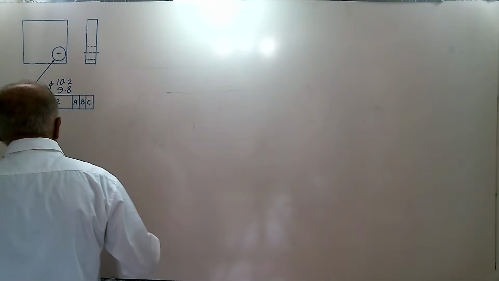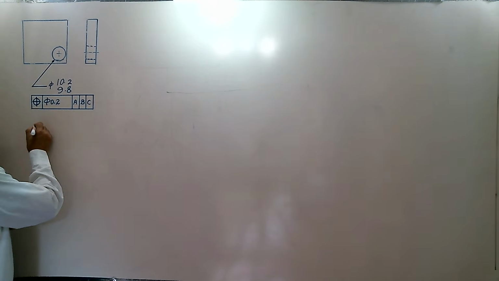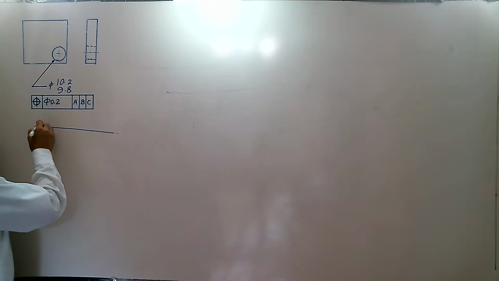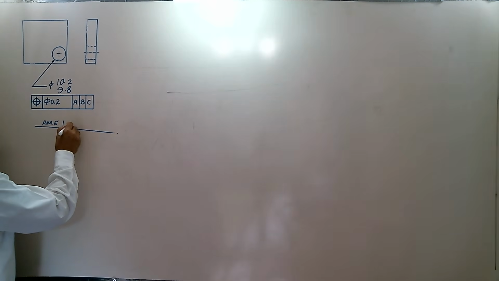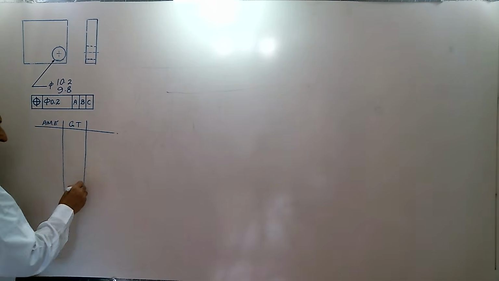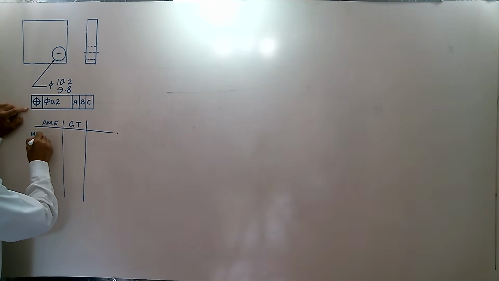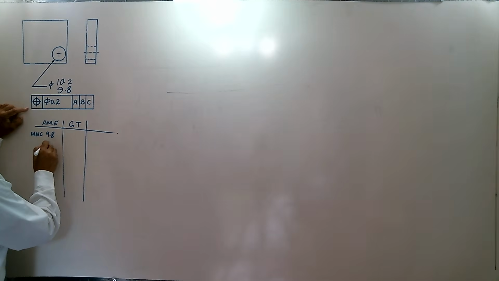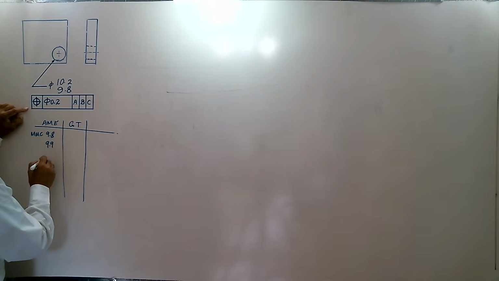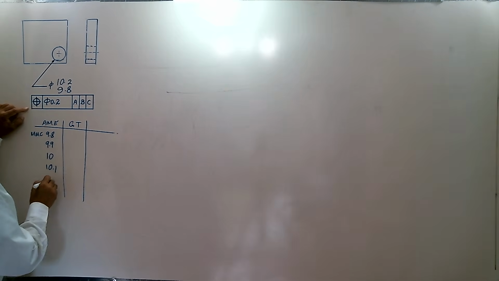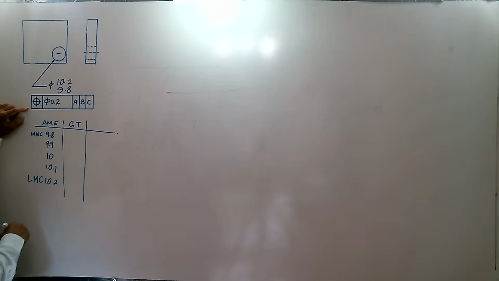Okay, let's construct a table with actual mating envelope, geometric tolerance, and see what we have. MMC size of the hole is 9.8. And then step by step, we approach LMC. 10, 10.1, 10.2. That's the LMC size of the hole.